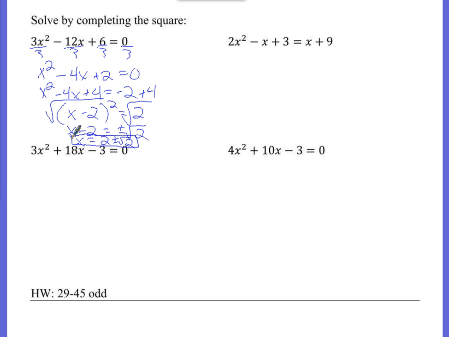You don't have to write it as 2 separate answers. We understand that both answers are sitting there. So that's your answer.